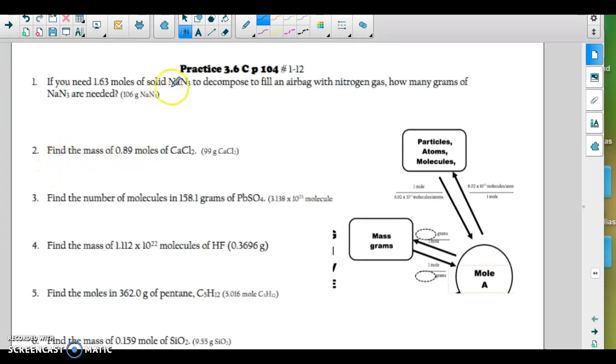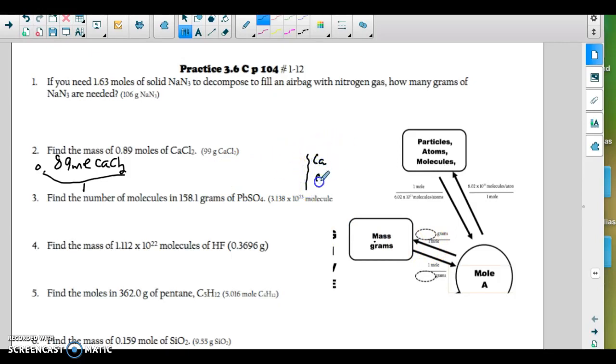So always when we do these, we would start with the beginning number. So 0.89 moles of calcium chloride. You don't have to put the calcium chloride in there, but I recommend you do. And then we're trying to find the mass. So we're starting here and we're going there. So I'm going to want to know molar mass, and I'm going to put that on top for every 1 mole. So it's kind of like a little side calculation.